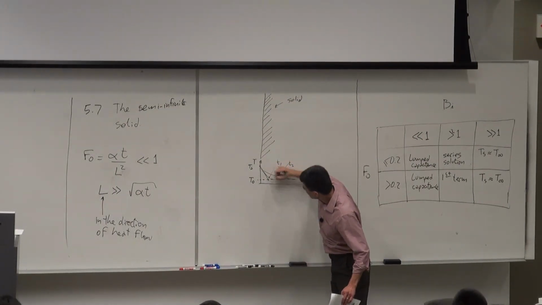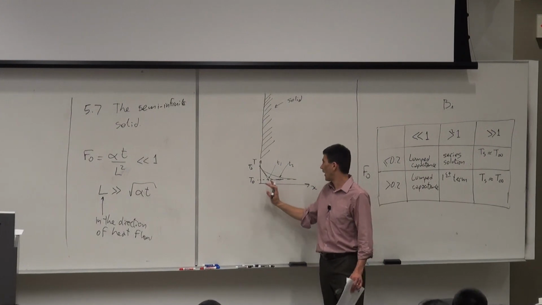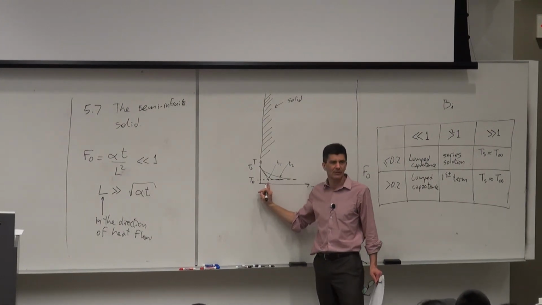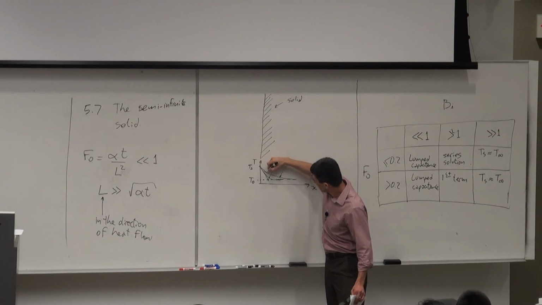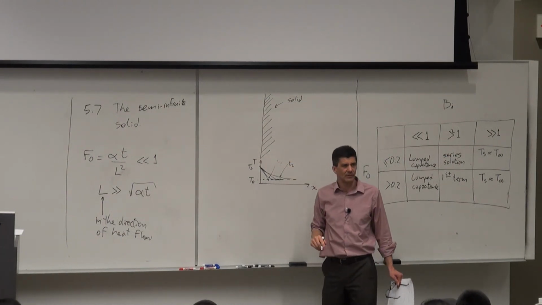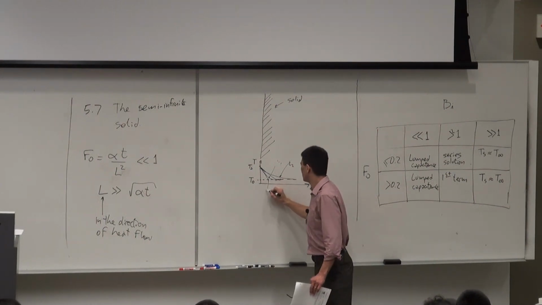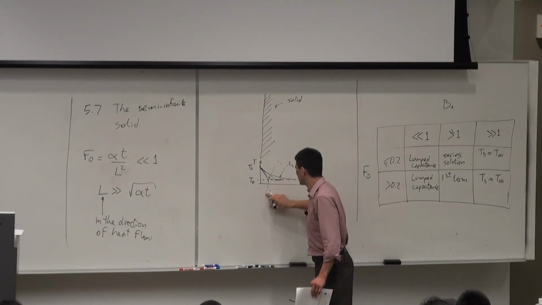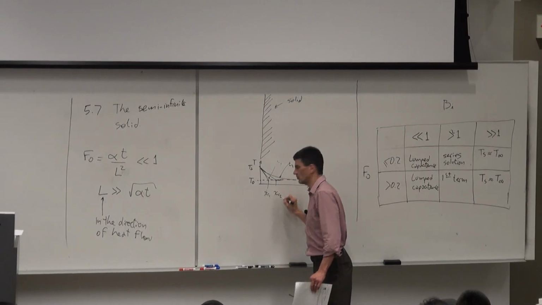You take the tangent there, right? And you'd have a characteristic penetration. And then at a different time you would have, oops, this should be tangent, right? You'd have a different characteristic penetration, right? Let's say T characteristic, X characteristic 1, and here an X characteristic 2.